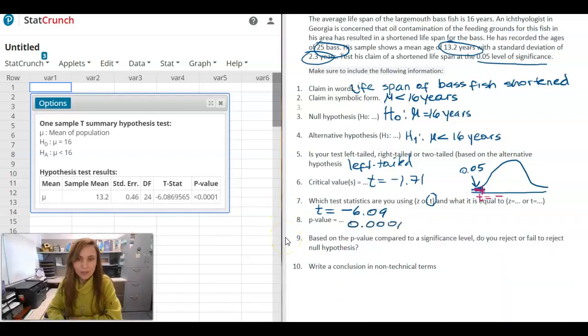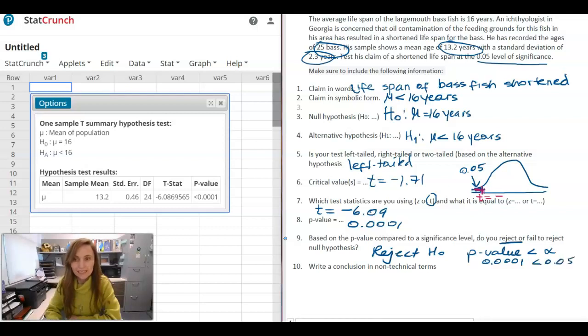And the next question, based on the p-value compared to the significance level, do you reject or fail to reject the null hypothesis? We would reject the null hypothesis because the p-value is less than alpha. P-value 0.0001 is less than the 0.05 significance level. We also reject the null hypothesis because the test statistic is in the critical region. T equal to negative 6.09 is way on the left side, definitely in the critical region. So that's another reason we reject the null hypothesis.